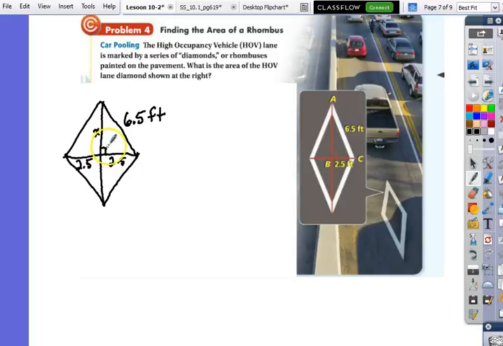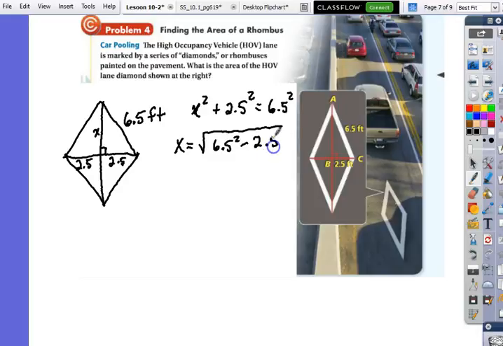And the formula I would use would be the Pythagorean theorem. A squared plus b squared equals c squared. So basically what I'm saying is, since it's a right triangle, x squared plus 2.5 squared equals 6.5 squared. Or, if you wanted to solve it for x, x is equal to the square root of 6.5 squared minus 2.5 squared. When you put that in the calculator, it comes out really nice. X ends up being 6.